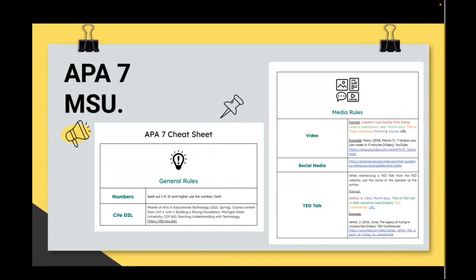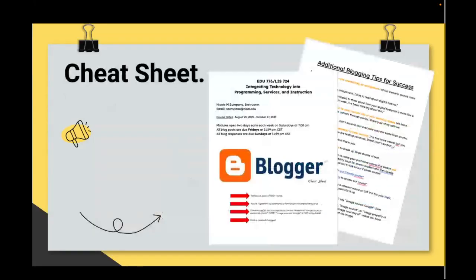I also, for Michigan State, they are very big on APA formatting. So I made a cheat sheet for my students. And I'm going to be honest with you, I don't use APA anywhere else except if I'm writing a professional journal article. Beyond that, I only use it at Michigan State. So this cheat sheet, guess what? It was more for me to remember. And then I share it with the students because it's something that's going to help them as well.